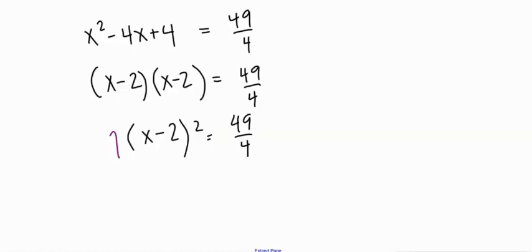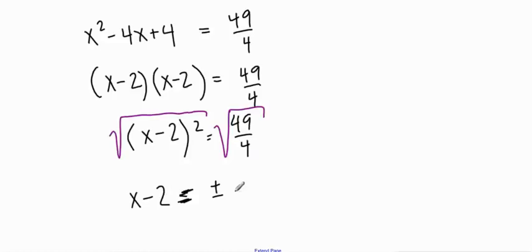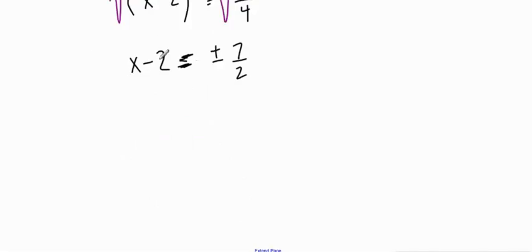From here I can square root both sides, and remember, when you square root both sides you have that plus or minus. So I have x minus 2 equals plus or minus 7 over 2. The square root of 49 is 7. The square root of 4 is 2. And again, these fractions can be a little intimidating. So if we take 7 over 2, that's the same thing as 3.5.